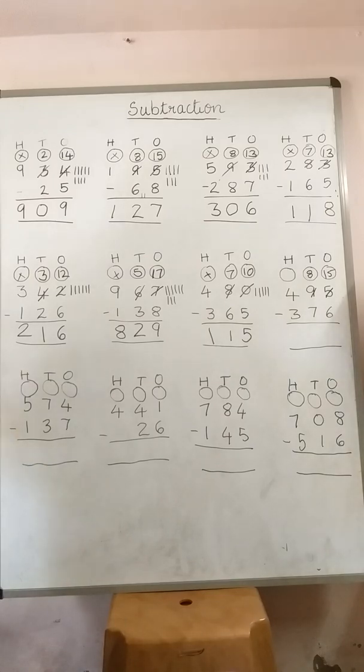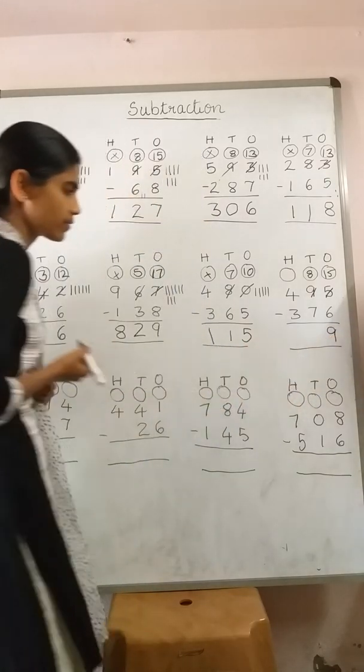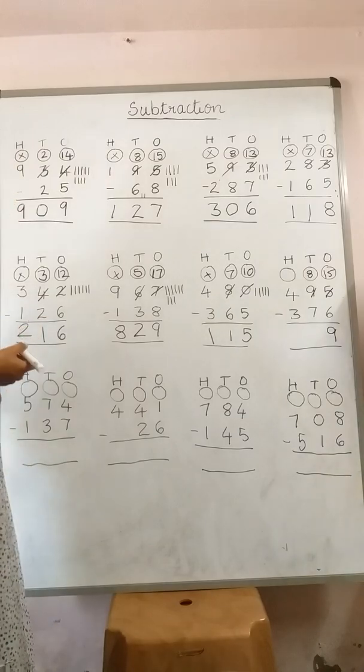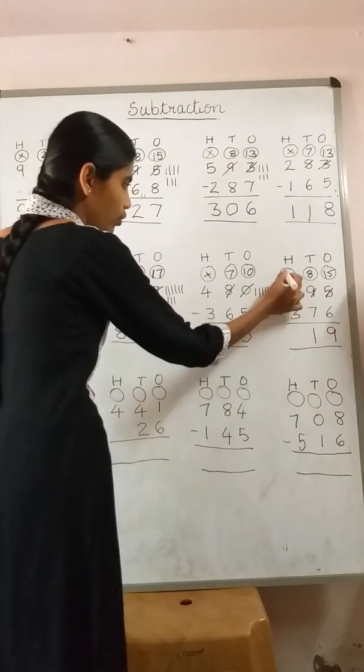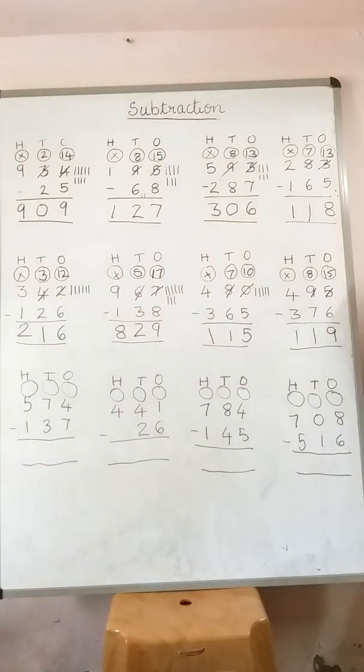So, 15 minus 6. What is 15 minus 6? Count 6, afterwards say 7, 8, 9, 10, 11, 12, 13, 14, 15. How many? 9. 8 minus 7, 1. And 4 minus 3 is 1. 119. Did you follow, children? Moving to the next one.